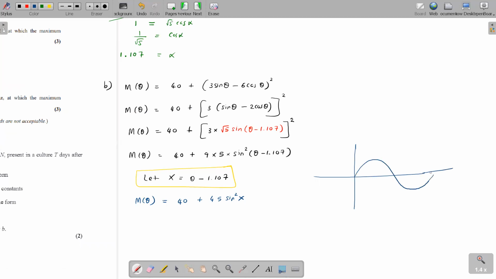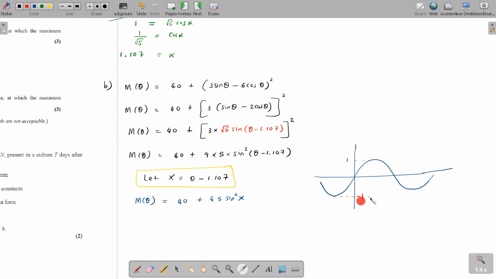But now you are not working with the sine function. You are working with sine square. So what happens when it becomes sine square? The maximum value is 1. Does squaring 1 change it? No, it's still going to be the same.